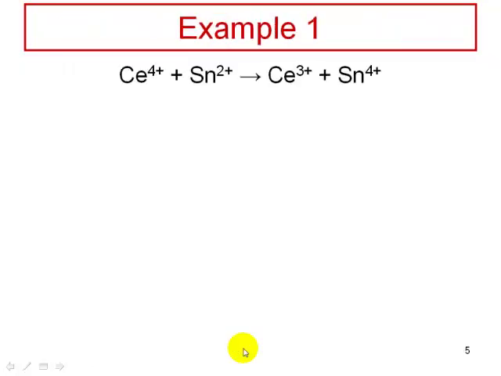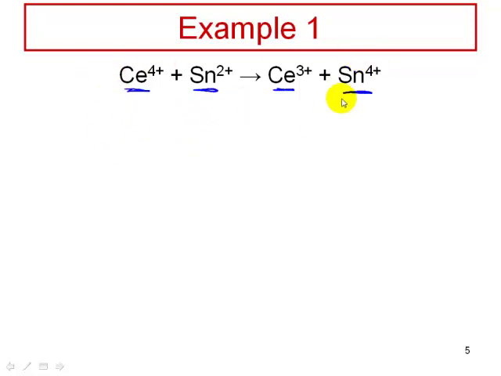So we're going to start with something very simple. We're going to take a look at this reaction, where we have a cerium 4 plus ion and a tin 2 plus ion becoming cerium 3 plus and tin 4 plus. If you look at this equation, this is very simple because it doesn't specify that this is occurring in acidic, basic, or neutral solution. We don't see any H+, we don't see any hydroxide, and so we can assume that this reaction between these ions is just happening in pure water. Now, we have the unbalanced equation right here.